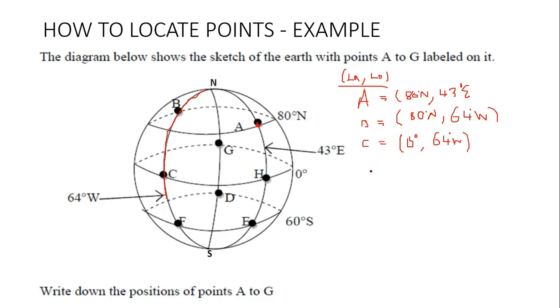Let's try D. So point D is here. Now this is behind this one here, and when we check, this is 60 degrees south. So we write 60 degrees south, comma, then this is D. D is on what longitude? When we check the longitude, has this longitude been measured, has it been labeled? It has not been labeled, okay, so let's see what we have here.